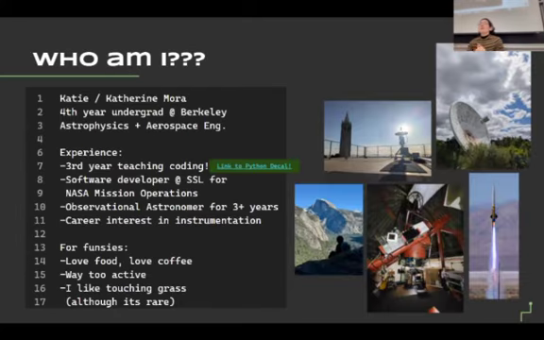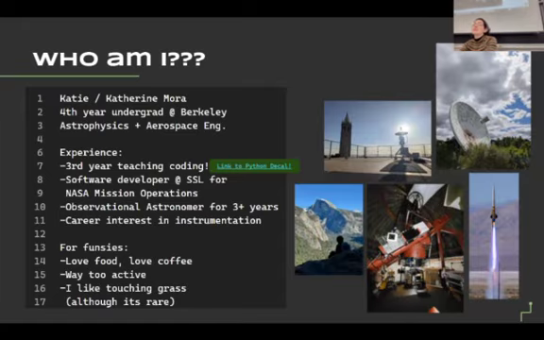So yeah, who am I? I'm Katie or Catherine. I go by both. I'm a fourth-year undergraduate here at Berkeley. I'm studying astrophysics and aerospace engineering. My experience is with coding and all sorts of research. This is my third year teaching coding. I teach the Python decal, which has a link there, shameless plug.